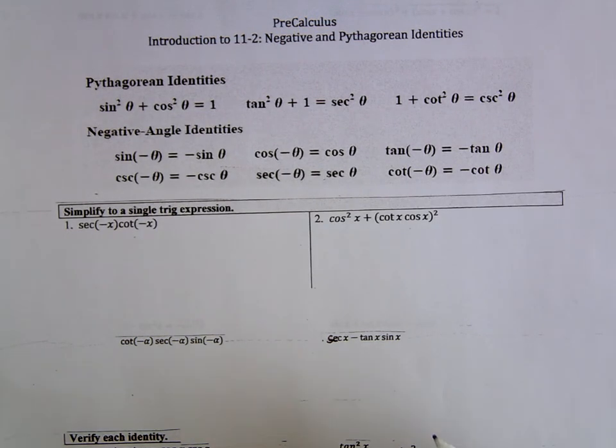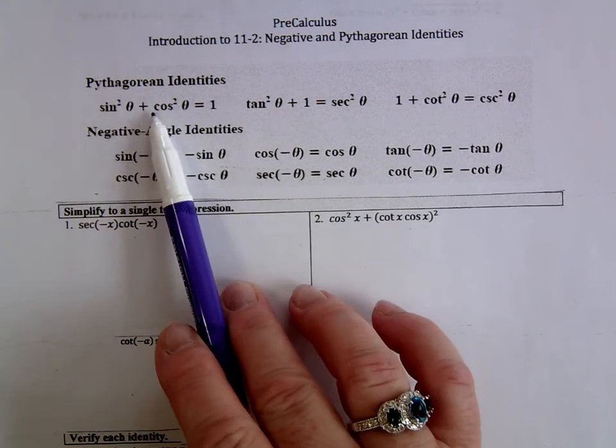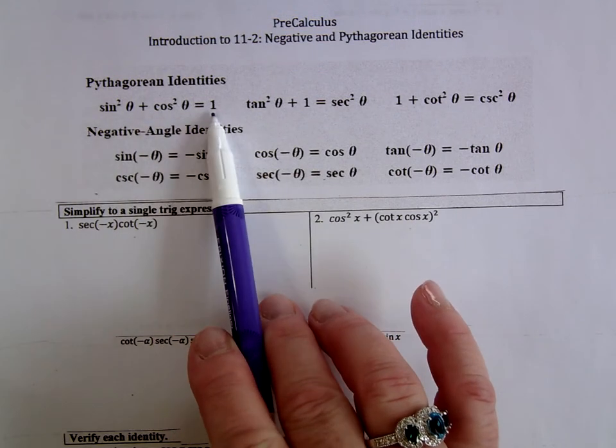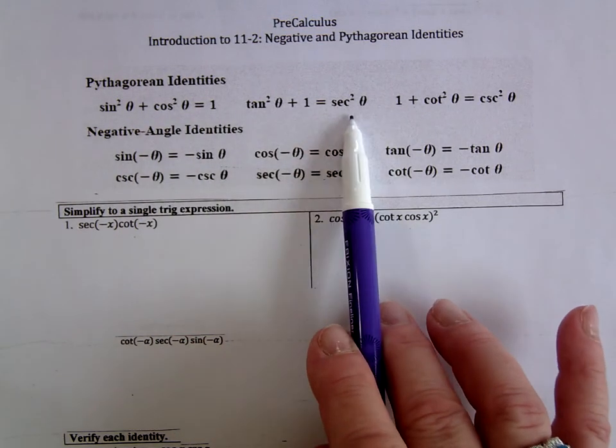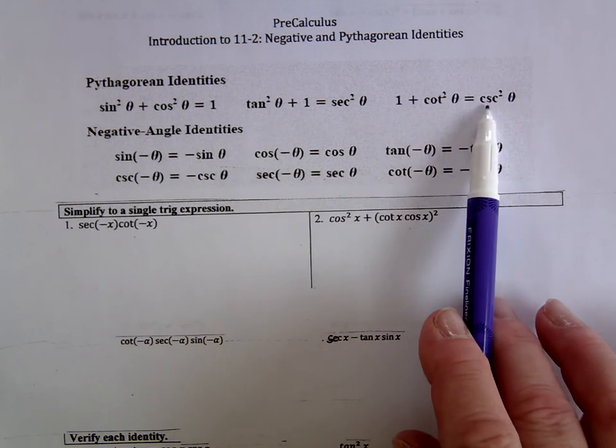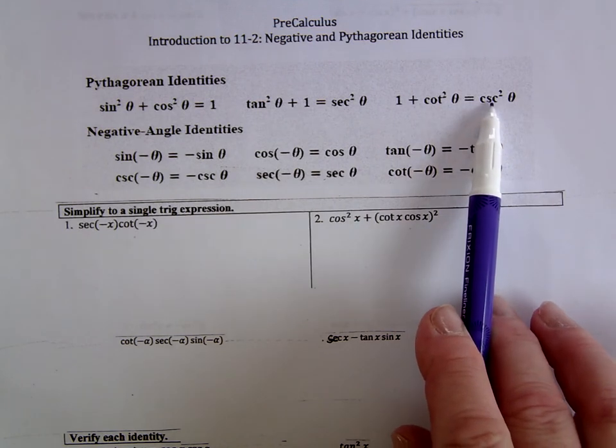And I think these first ones you may have seen back when we were doing the day 1, day 2, day 3 intros to 11.1. So these Pythagorean identities: sine squared plus cosine squared is 1. Tangent squared plus 1 is secant squared. 1 plus cotangent squared is cosecant squared. I think you've seen them before.